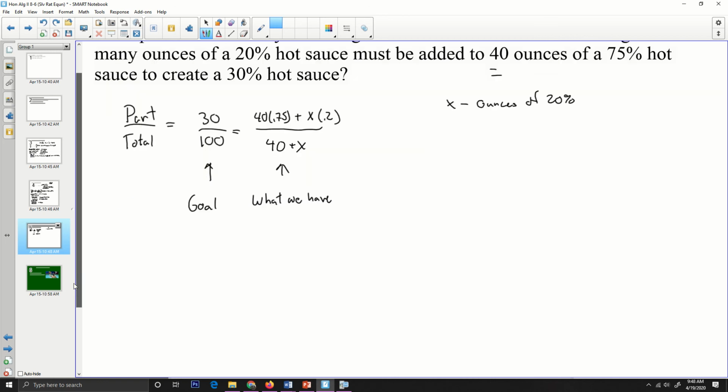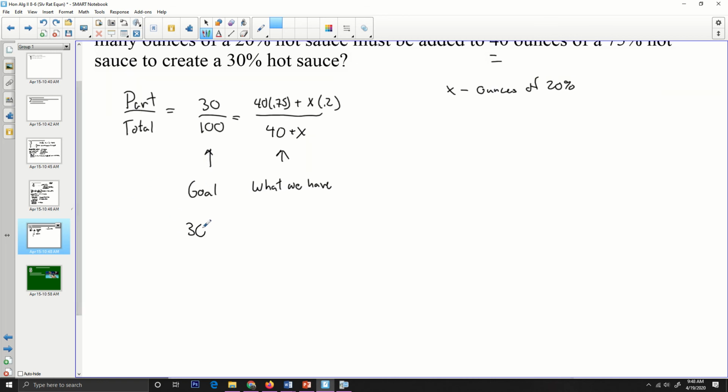I'm going to simplify that a little bit. So I still have my 30 over 100, and then 40 times 0.75. 3/4 of 40 is going to be 30. And then x times 0.2 is going to be 0.2x. And this will be over 40 plus x. A couple of different ways you could do that, but 30 divided by 100 is 0.3. And we got 30 plus 0.2x over 40 plus x.